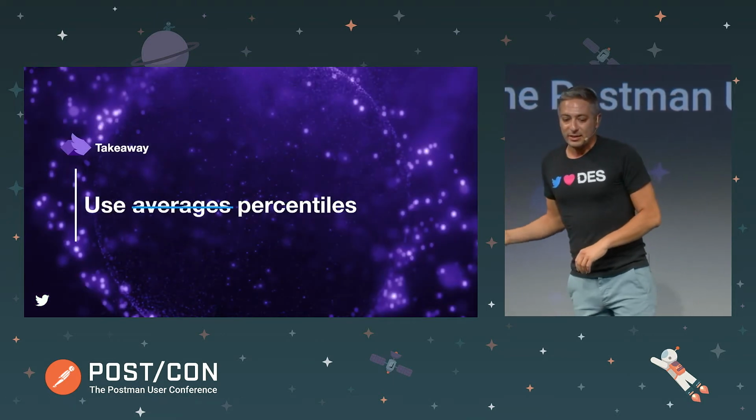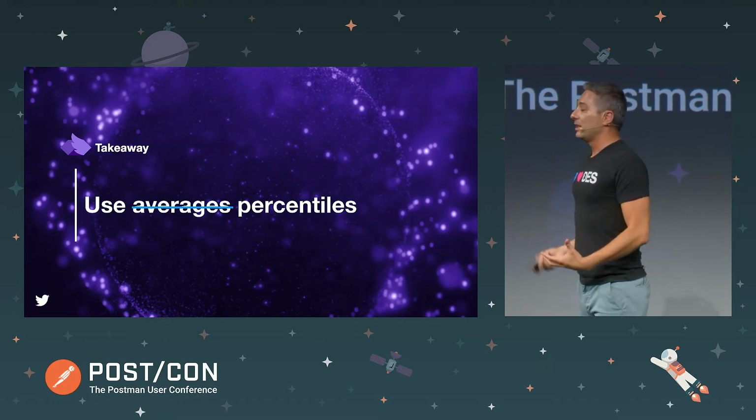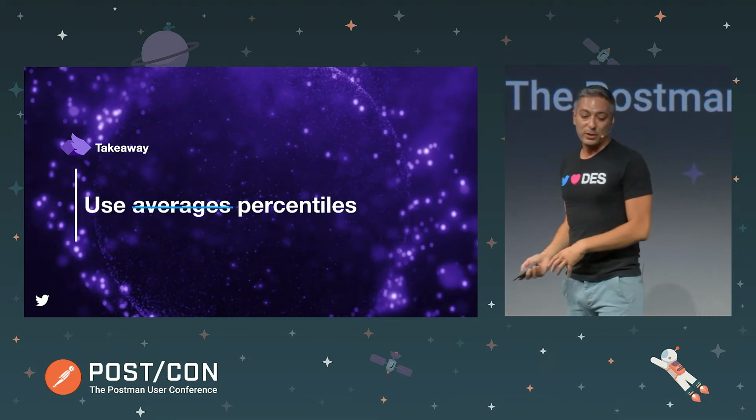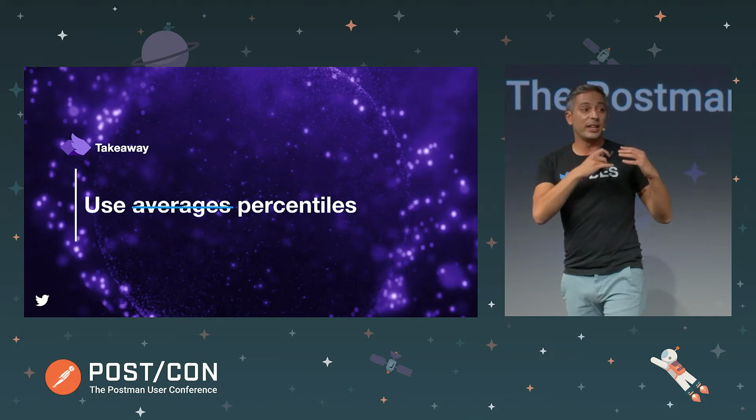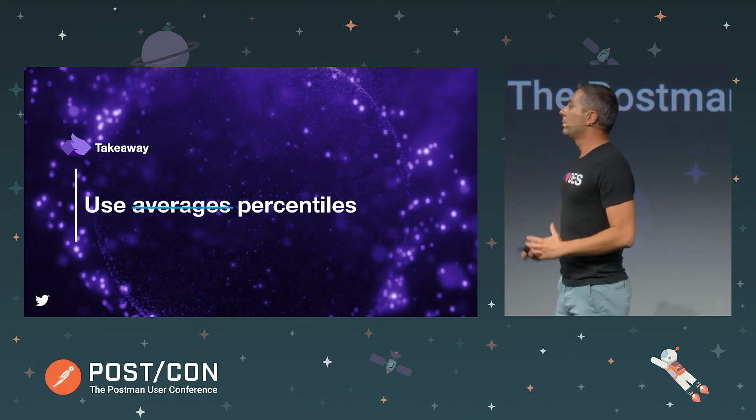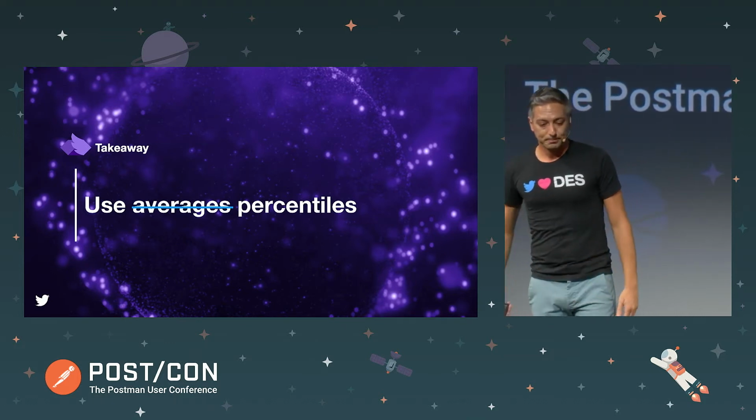So this is a more interesting way to measure time to hello world. Just use percentiles because they give you more flexibility. They're not skewed towards outliers and allow you to create classes of users that you can then optimize for.